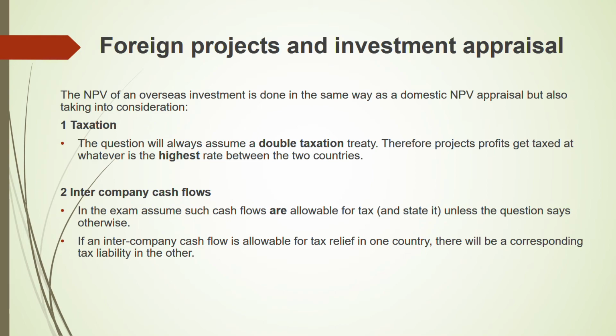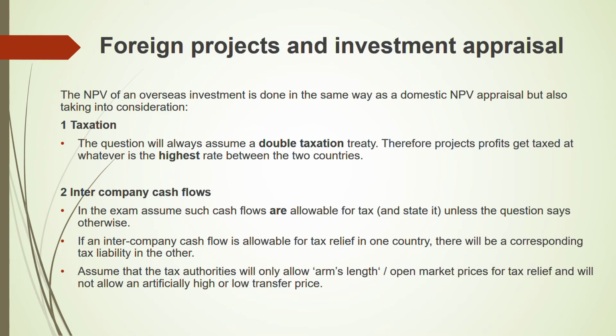Next, if an intercompany cash flow is allowable for tax relief in one country, then there will be a corresponding tax liability in the other. Remember this. This is a key point. Tax relief in one country, tax liability in the other for the same cash flow. Then, assume that the tax authorities will only allow arm's length, that means open market prices only, for tax relief. They will not allow tax relief for anything. For example, if you are artificially charging a very high price, for that you will not get tax relief. It is only for the normal price, the open market prices only.